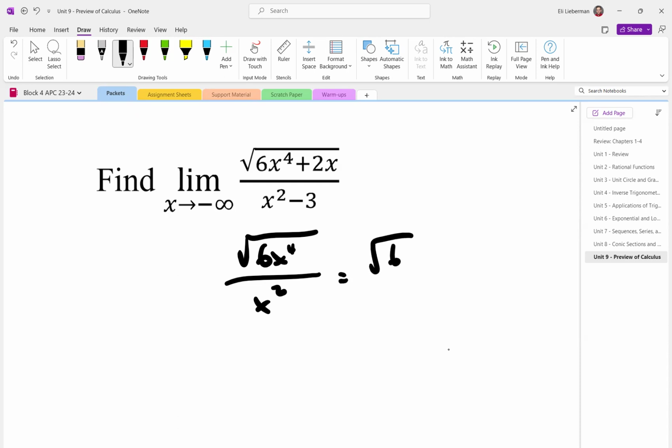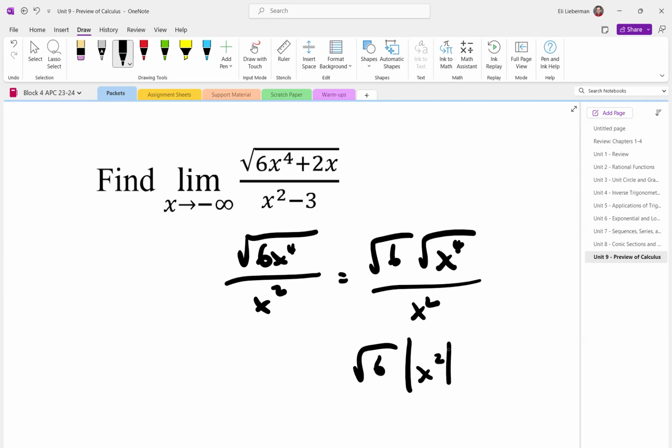√6 times the root x to the 4th. Is that what you said? Over x squared. What is the square root of x to the 4th? x squared. Should we put on absolute value? Yeah. Okay. So now what happens?